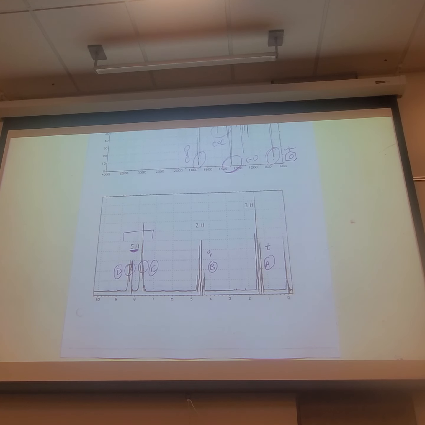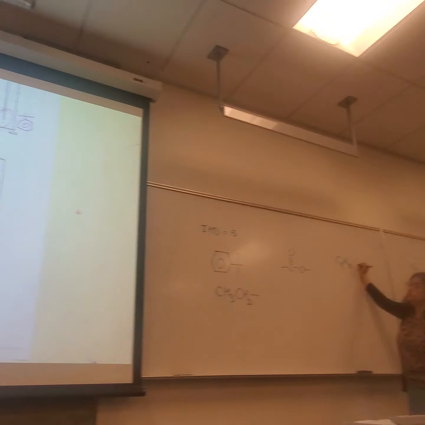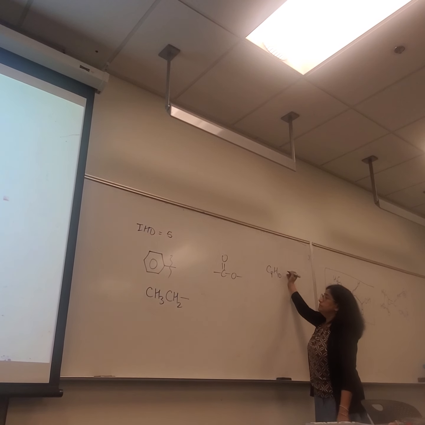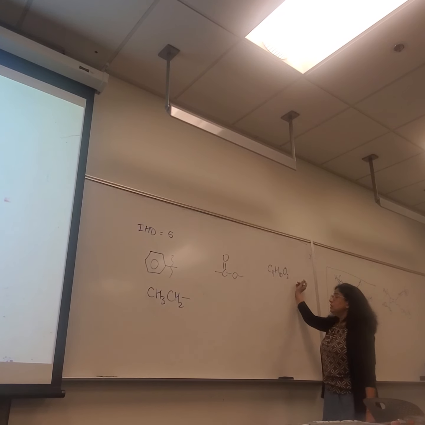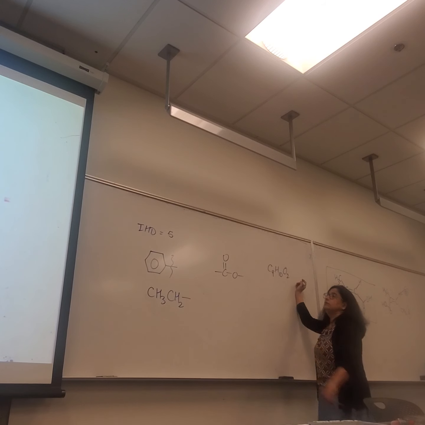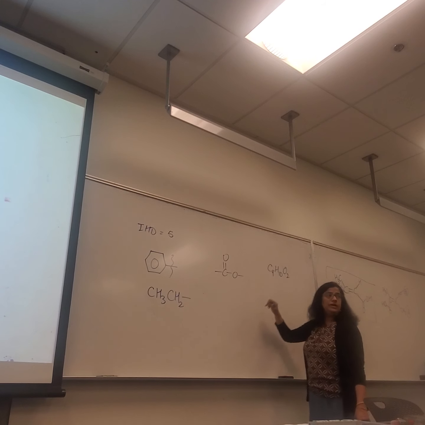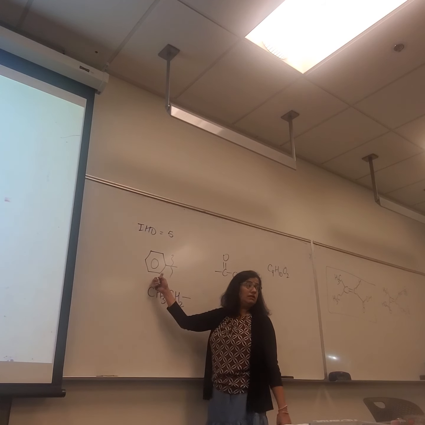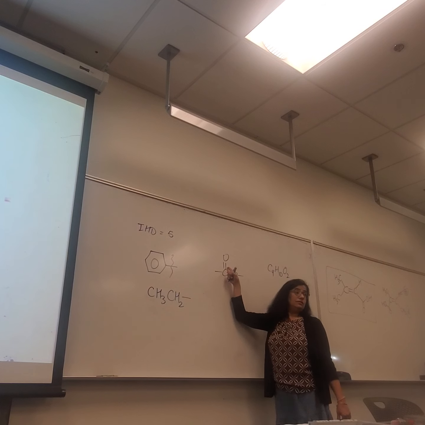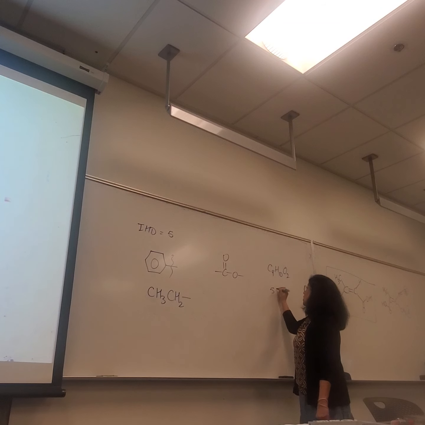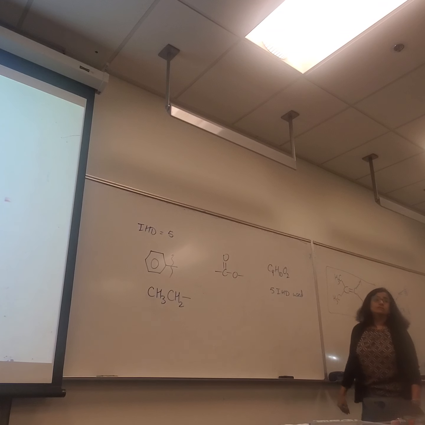CH3, CH2, 3 carbons. How many hydrogens used up? Total carbon. Okay, thanks. How many total 10 hydrogens? How many IHDs used up? 5. Do you agree? 4 in the benzene alone and the 5th. 5 IHDs gone. Everybody okay? What's left?